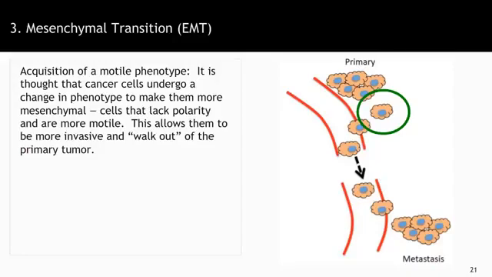This is a very important step. If a cancer cell does not acquire this motile phenotype, it would have to literally fall into the circulation, fall into the blood vessel, because it couldn't actively move there. That active movement is addressed in the next step.